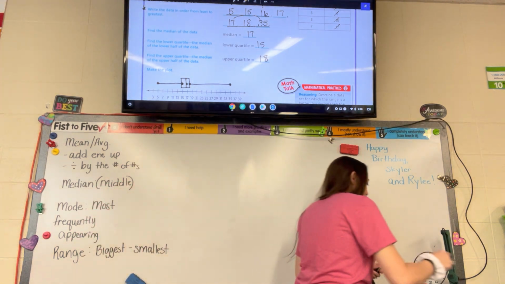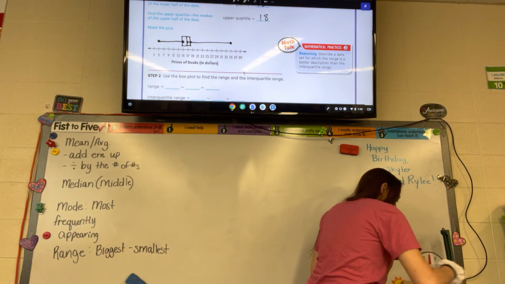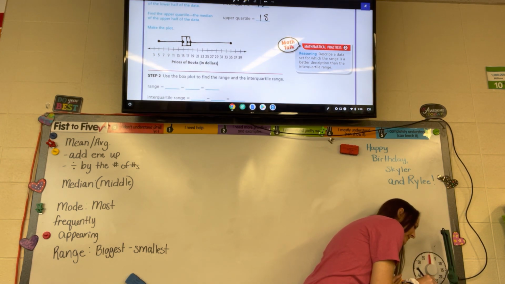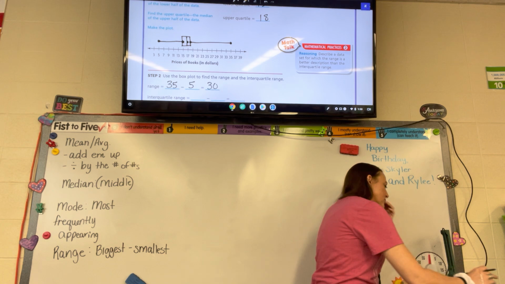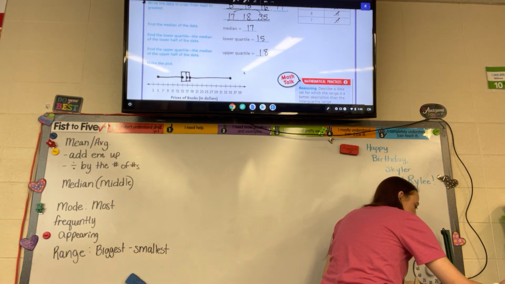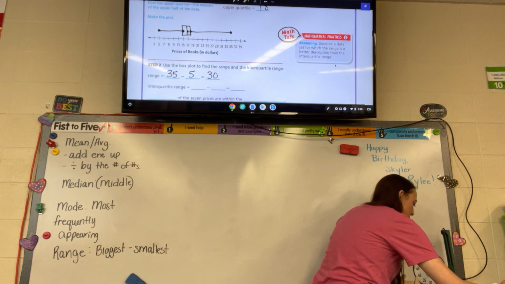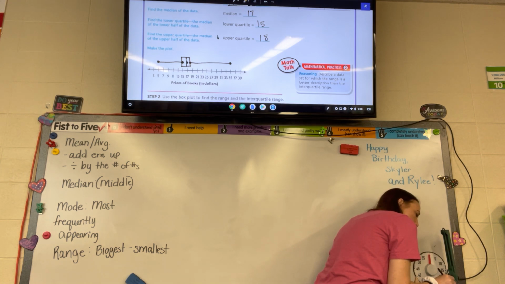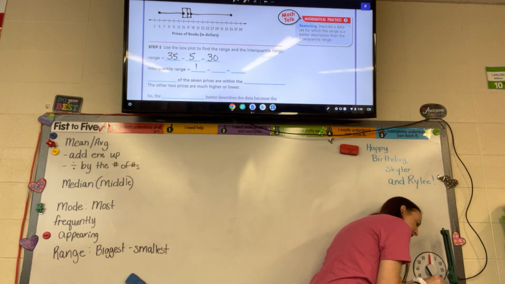So we need to find the range, which is going to be 35, the highest price, minus 5, the lowest price. That would be a range of $30 for the books. But most of these values are in the teens, aren't they? So we have 15, 17, 18, 16, 17. Most of them are in the teens. So the upper quartile minus the lower quartile, 18 minus 15, would be a range of 3.